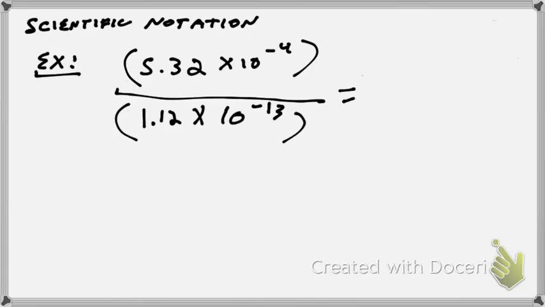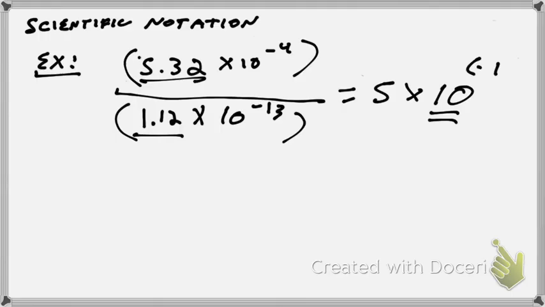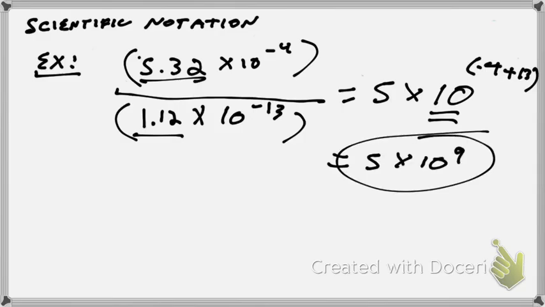So same thing as before, right? Instead of multiplying, now we're dividing. We would round these two numbers, right? 5 divided by 1 is 5. And we would keep the base the same, 10, 10. Now, the only difference is that instead of adding, now we're going to subtract. So -4 minus -13, right? Now we're going to add 13, so it's going to be 9. So if we divided it, it would be 5 times 10 to the 9, and that would be our answer.